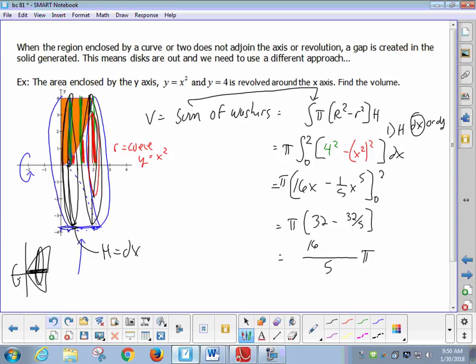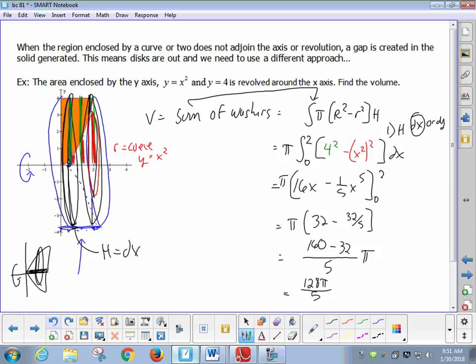Really? What's 30 times 5? What's plus 2 times 5? 10. What's 150 plus 10? 160. What's 160 minus 32? 128 pi over 5 cubic feet. Okay?